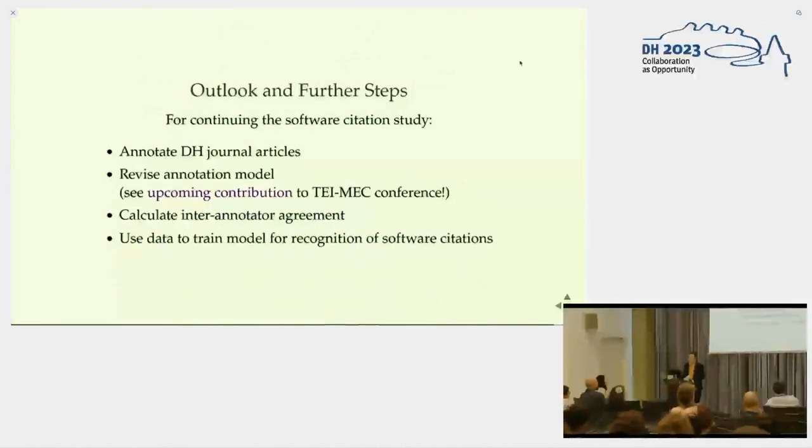Of course, we would like to continue our work. We want to continue by annotating not only abstracts, but also journal articles, so longer texts, and also revise our annotation model, and there will be an upcoming contribution to the conference in September. And we want to be a bit more professional in the annotation process, so calculate inter-annotator agreement. We didn't do that for this analysis. We would also try to get more data by training a model with our existing annotations.